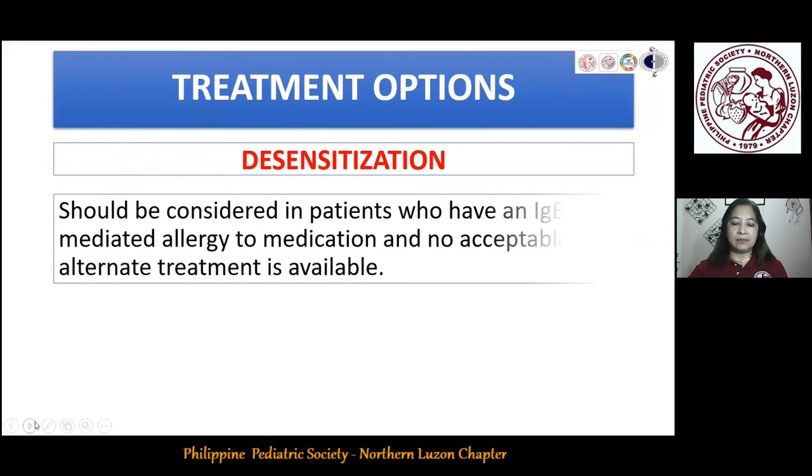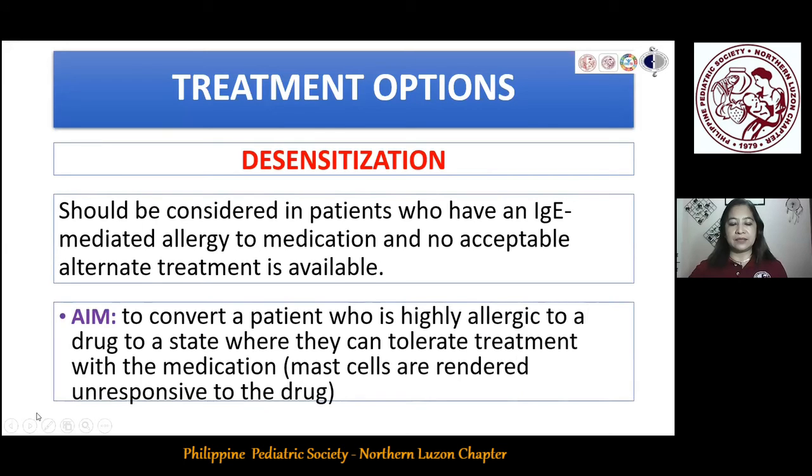So if we are dealing with a drug allergy that is type 1, meaning IgE mediated, and there is no alternative available or equally beneficial drug for the patient, then the procedure called desensitization can be done. So how does it work? It aims to convert a patient who is highly allergic to that drug to a state where they can tolerate this drug. And in here, the mast cells are rendered unresponsive to the drug. So I have to mention that when we do desensitization, it is only when there is no alternative drug available. And we do desensitization in a monitored setup because patients can go into anaphylaxis.